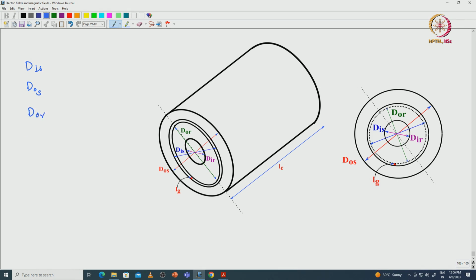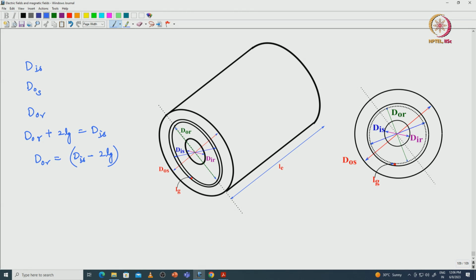Right. So, D0r plus 2 into Lg is equal to the inner diameter of the stator, right. Okay. So, D0r is equal to Dis, that is the inner diameter of the stator, minus 2 times the air gap.